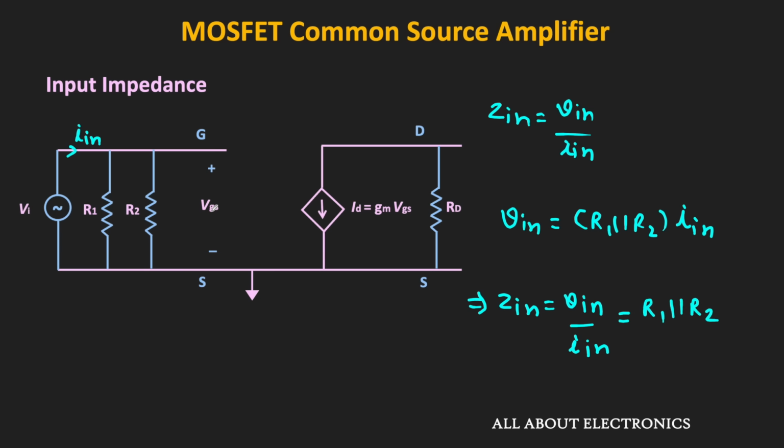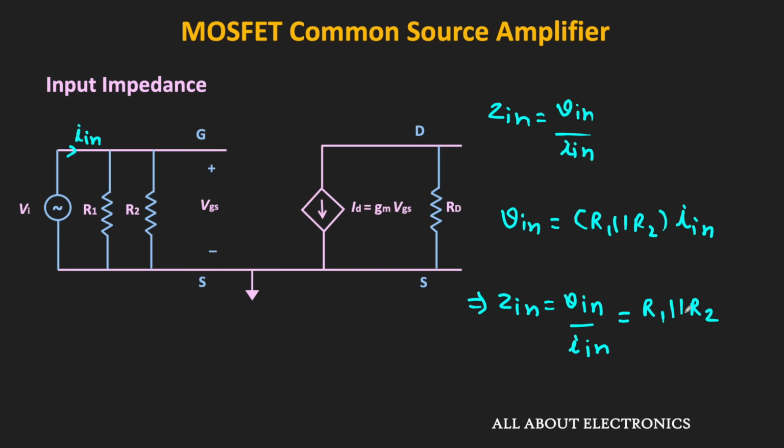So at the low frequencies, the input impedance of this MOSFET is very high, or ideally it is infinite. But because of these external resistors, the input impedance of this configuration is equal to R1 parallel R2. So to achieve the high input impedance, the value of this R1 and R2 should be very high, and preferably it should be in mega ohms.